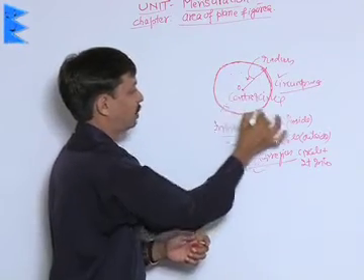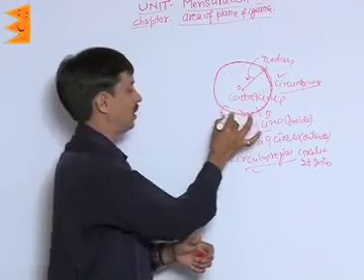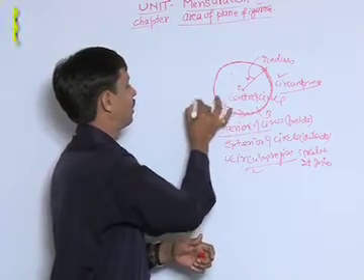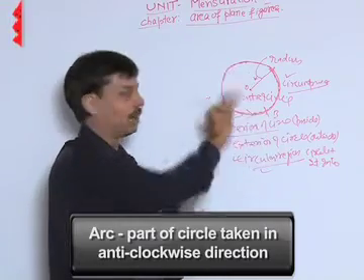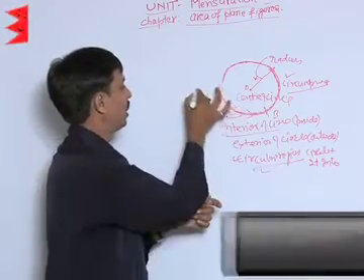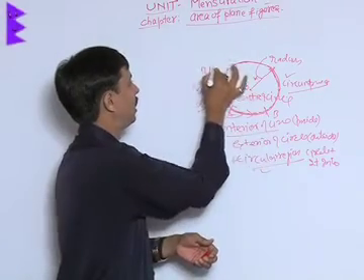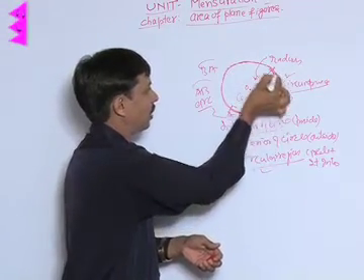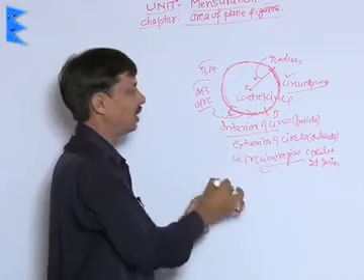The part of a circle taken in the anti-clockwise direction is known as an arc. An arc is a part of a circle which is taken in the anti-clockwise direction. If I say AB, AB means this arc. If I say BA, BA means this bigger one. So now the question comes: what is the degree measure?